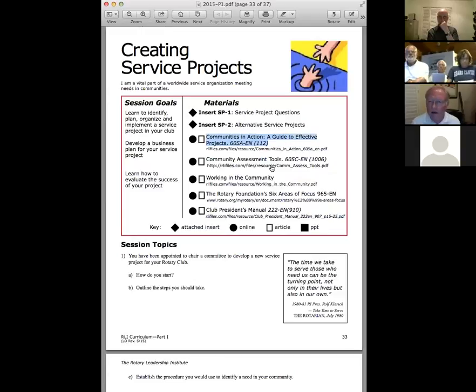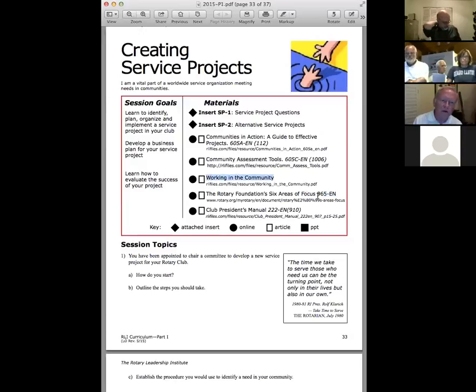It gives you a lot of things to think about when you implement a new project, particularly if you're struggling with the project. The second one, Community Assessment Tools, is interesting. It has some approaches to try to assess what your community needs are. And it depends on how you approach the initiation of a project. This is particularly suitable in the larger global grants. And the other documents add a little more.